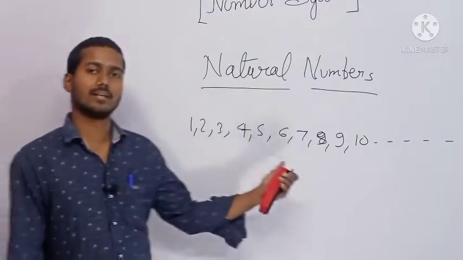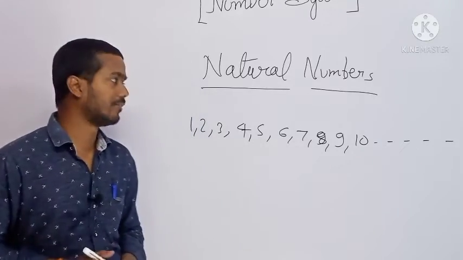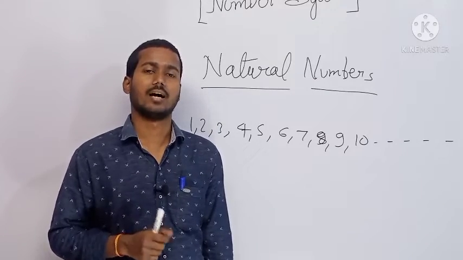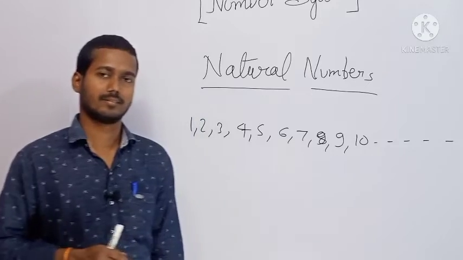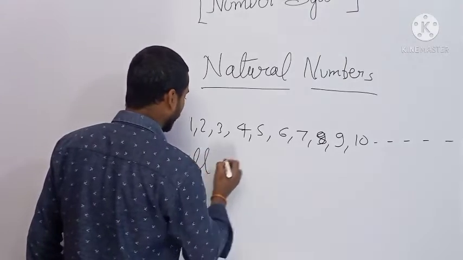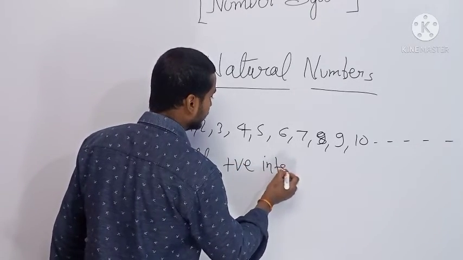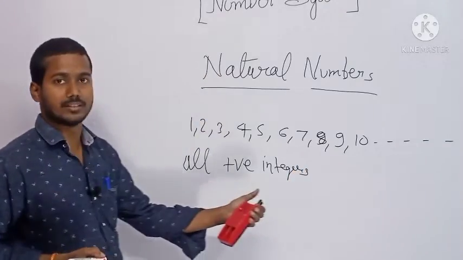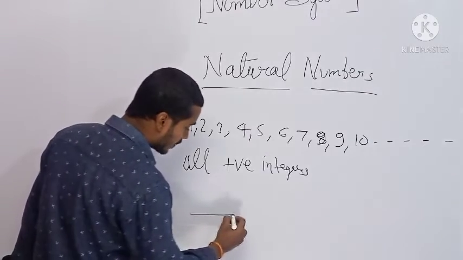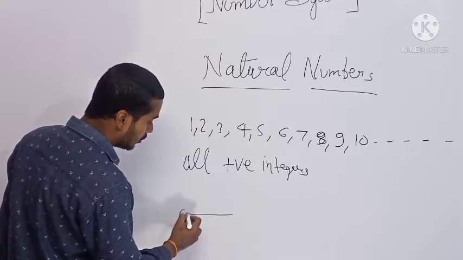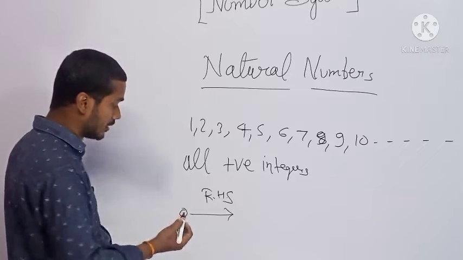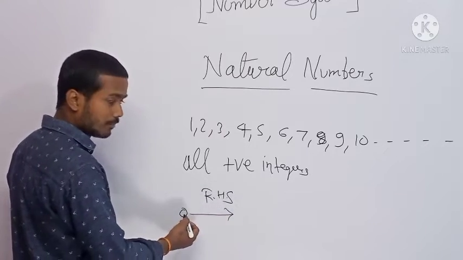So all these numbers are natural numbers. The basic definition of a natural number is that the numbers which are used for counting purposes are called natural numbers, right? In other words, you can also say all positive integers. If we talk about all positive integers, then on the number line we start moving from 0 towards the right-hand side. For all positive integers, we move towards the right-hand side from the origin.